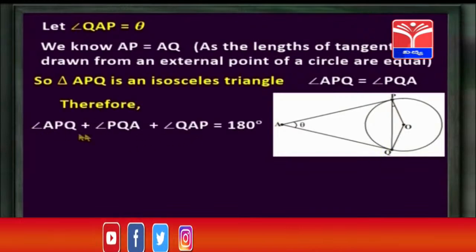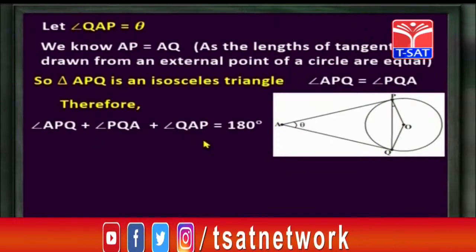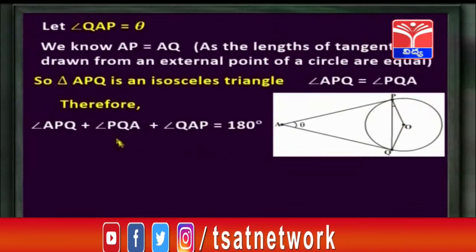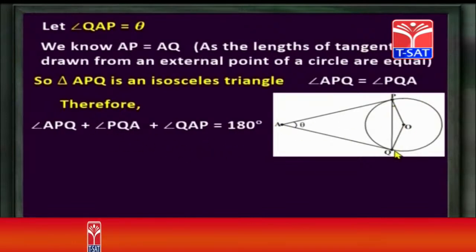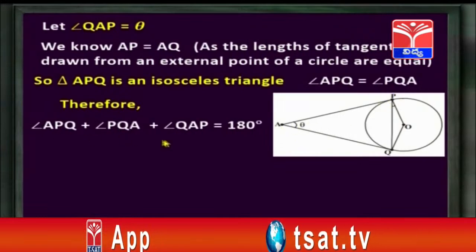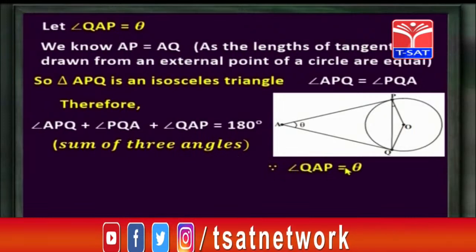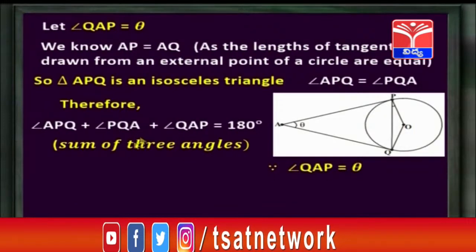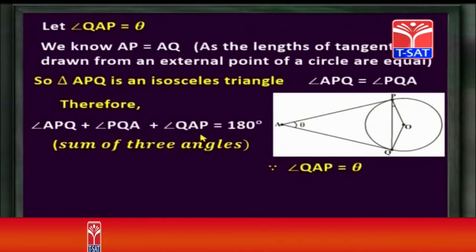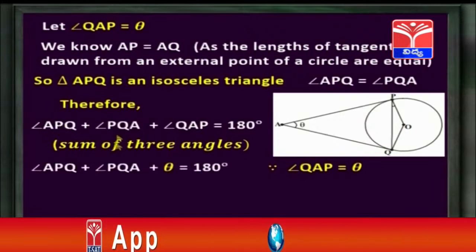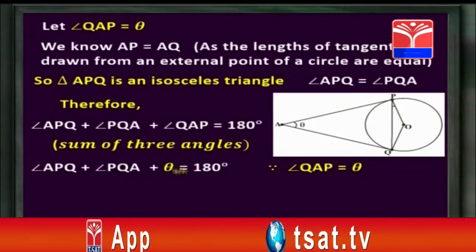Therefore, we use one theorem. What is that? The sum of angles in a triangle is always 180 degrees. So, APQ is a triangle where the sum of angle APQ plus PQA plus QAP is equal to 180 degrees. Now, angle QAP is equal to theta, which I have supposed. Substituting, it becomes APQ plus PQA plus theta is equal to 180 degrees.